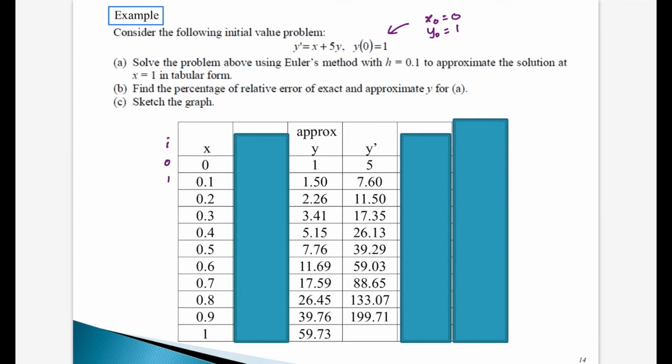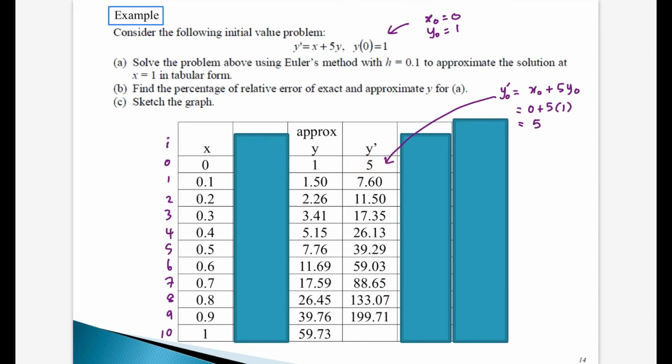So i = 0, 1, 2, 3, 4, 5, 6, 7, 8, 9, 10. x0 equal to 0, y0 equal to 1. And then this value y prime 0 is equal to x0 plus 5 y0, which is 0 plus 5 times 1. So you will get 5. Okay, that's how you get this 5.